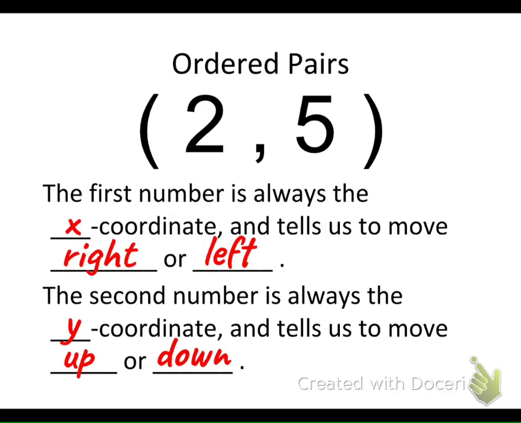What I would do if I were taking notes right now, on top of my ordered pair where it says 2, 5, I would go ahead and put an X above the 2 and a Y above the 5, just as a visual reminder that this is X and this is Y. Okay? Y'all got it? All right.